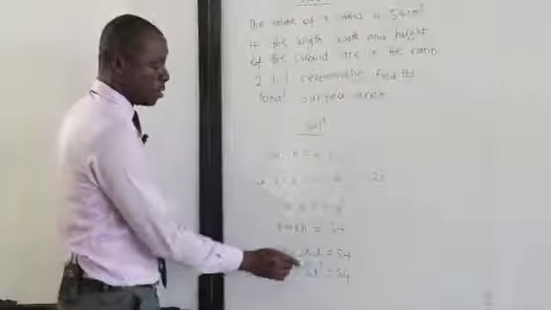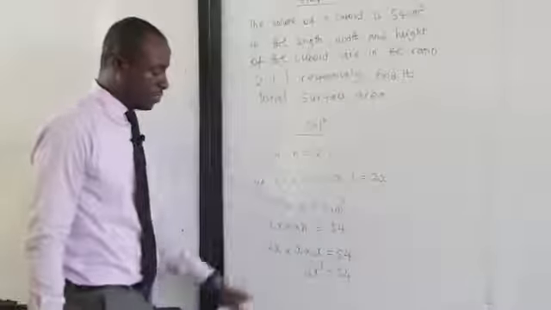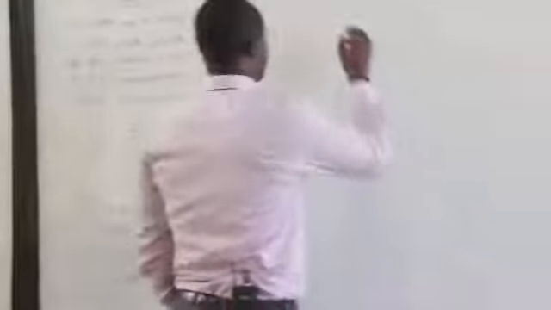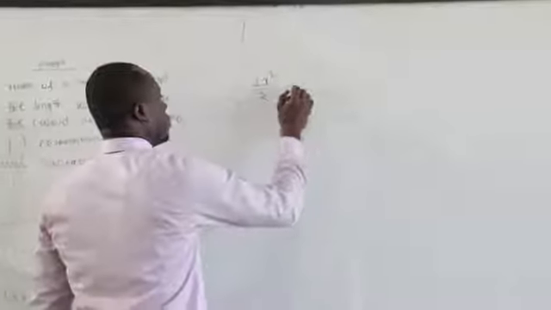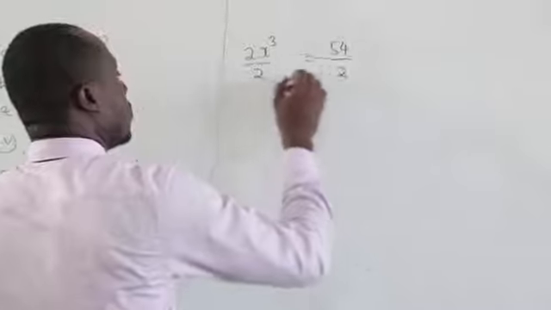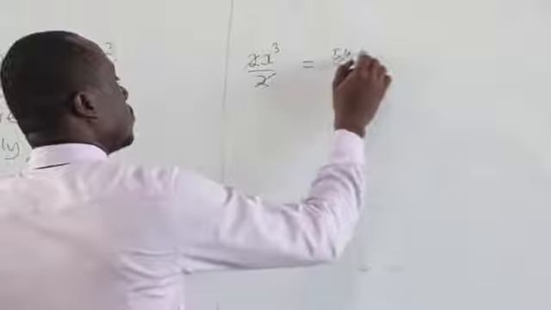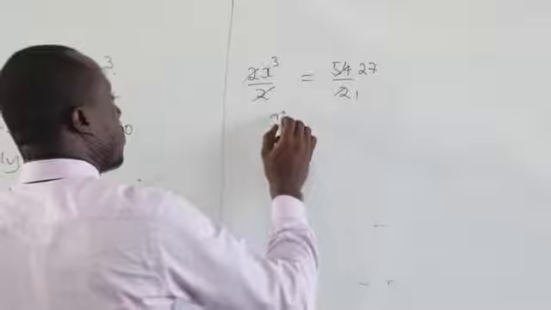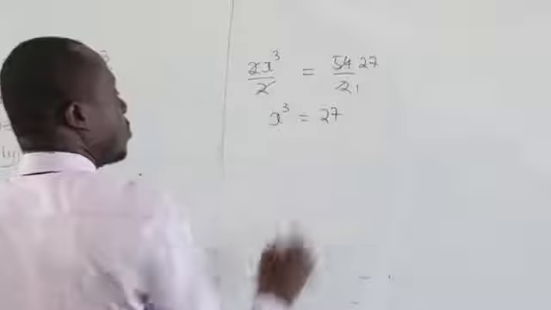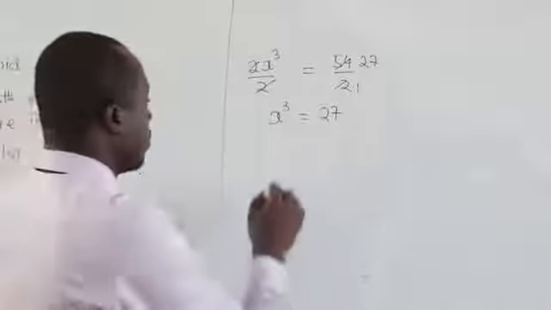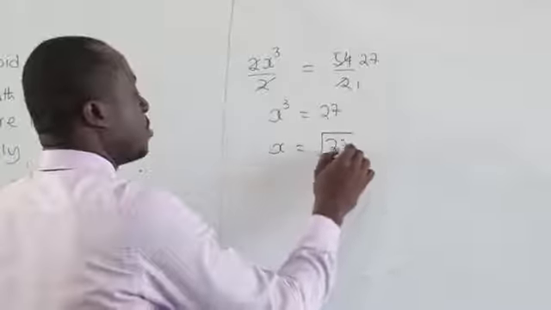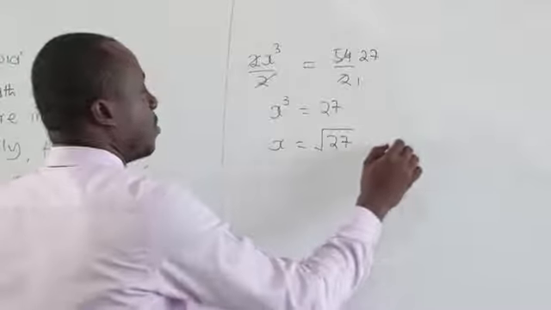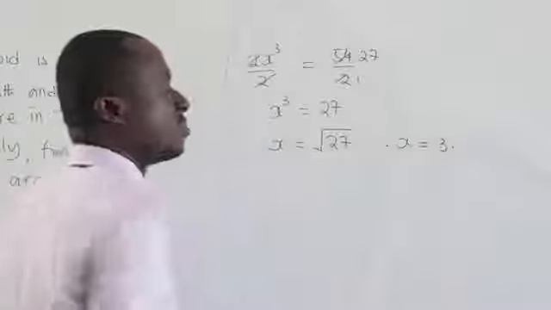This is to the power 1, so we add all. Now I want to find x. So we can divide both sides by what is multiplying the x. So we have 2x cubed over 2 equals 54 over 2, that is 27. So we have x to the power 3 equals 27. So here clearly the cube becomes cube root of 27, which implies that x is equal to 3.